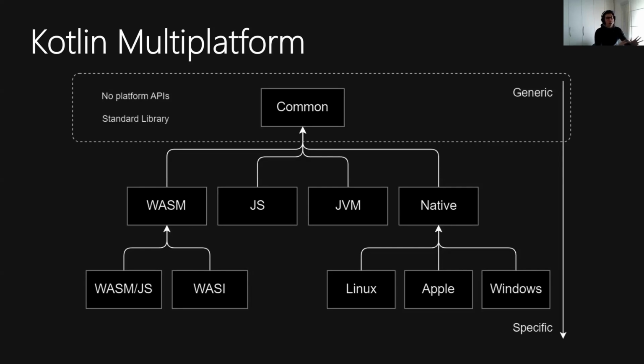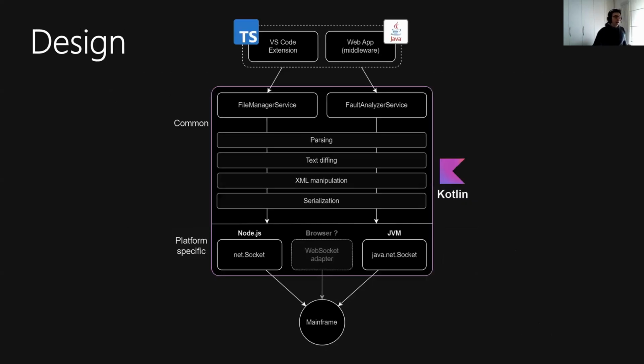But again, most of the code that we want to write must be contained in the common layer because we want it to be compilable. We want it to target as many platforms as possible. And this is the code design that we ended up with.